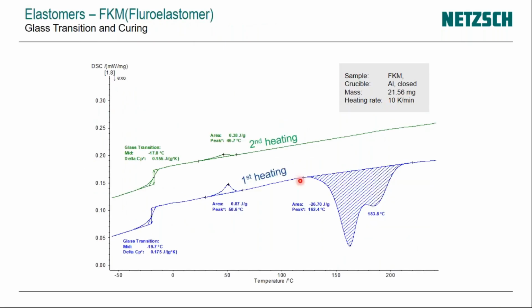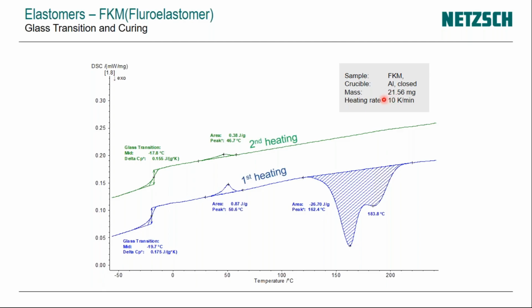Coming to the final application, we are studying elastomers. Here we are testing the fluoroelastomer FKM, and we are studying the glass transition and the curing behavior of the fluoroelastomer. The sample, as we have shown, is an FKM sample in an aluminum crucible. We have a sample mass of close to 20 milligram and a heating rate of 10 degrees per minute.